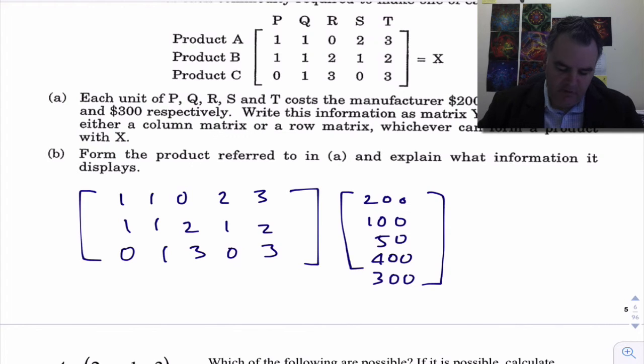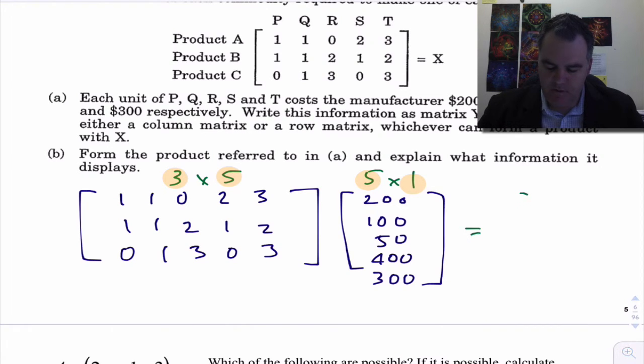Let's just check if we can do this matrix multiplication. This first matrix has got 3 rows and 1, 2, 3, 4, 5 columns. The matrix on the end here has got 1, 2, 3, 4, 5 rows, and it's got 1 column. Because those two numbers are the same, we can multiply, and the result is a 3 by 1 matrix. In other words, 3 rows and 1 column.